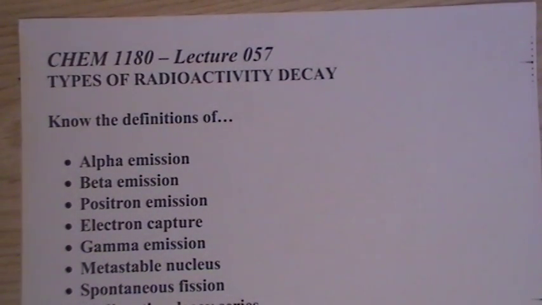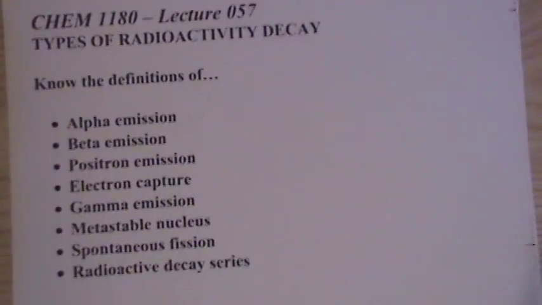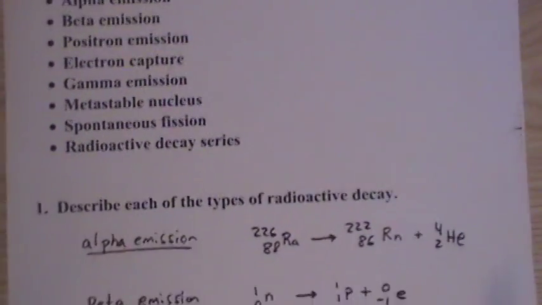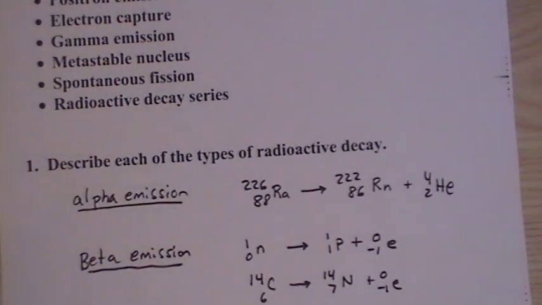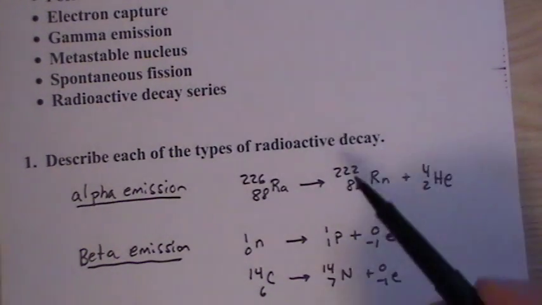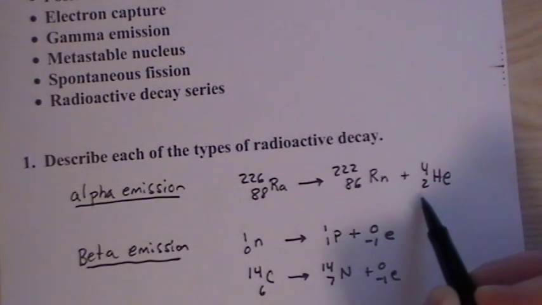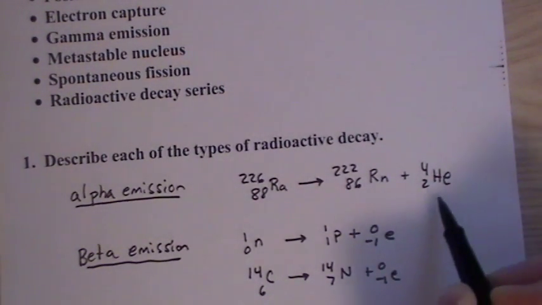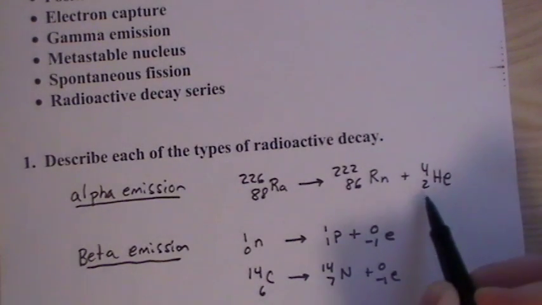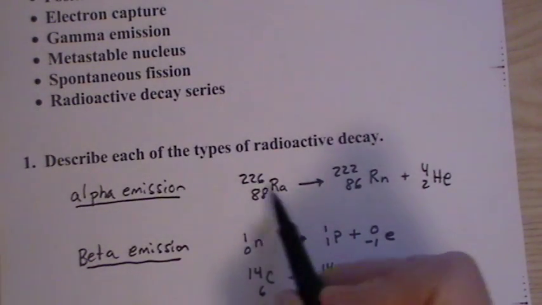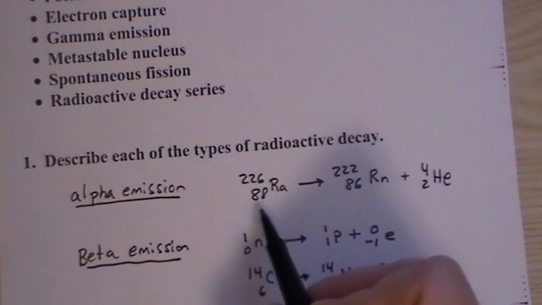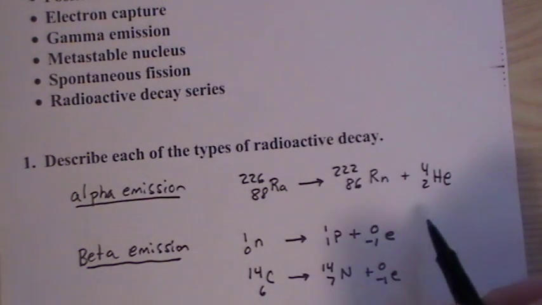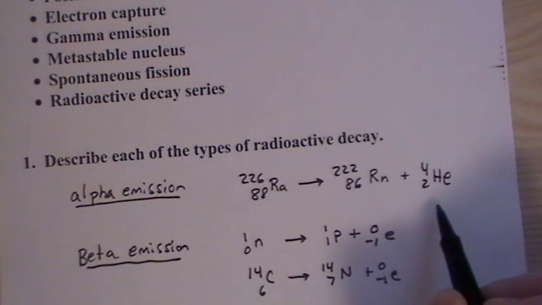Okay, types of radioactive decay. So I'm just going to run through each type here. We have, that we're going to discuss, alpha emission. And this is where an alpha particle is emitted from a nucleus. This is when you have a very large nucleus that's unstable. It can eject an entire nucleus, 2 protons, 2 neutrons.